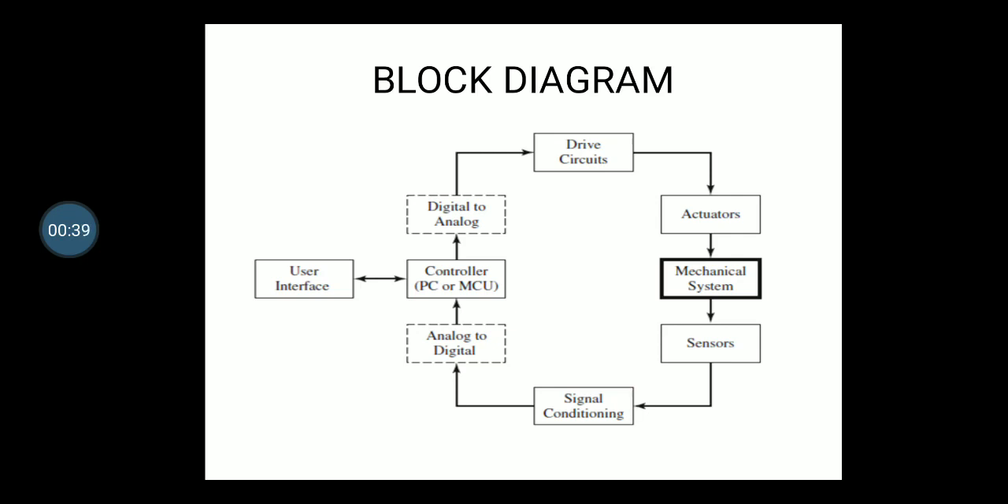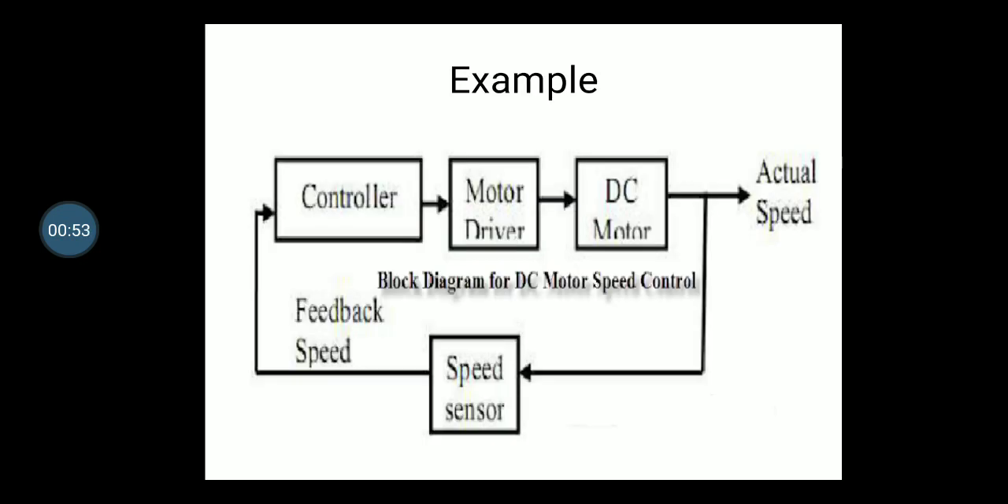Let's see what is the example of, means this is a general block diagram. Let's compare one general example with this block diagram and let us see how the mechatronic system works. So for that purpose I have used one simple example, DC motor speed control. So let's see how the concept of mechatronics is used in this system.